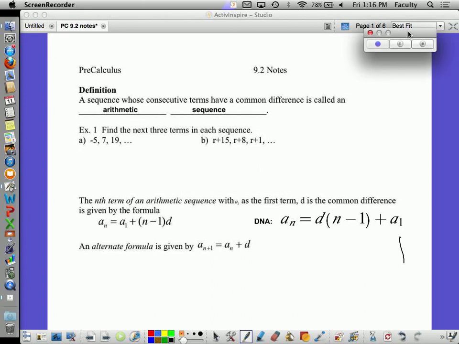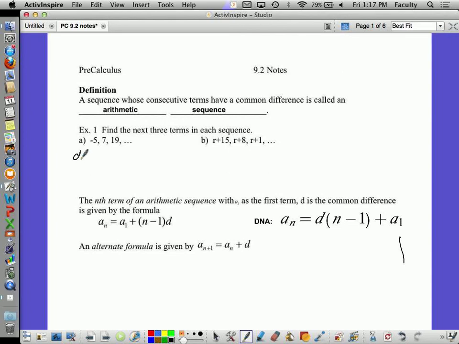So again, a sequence whose consecutive terms have a common difference is called an arithmetic sequence. So the common difference is 12. And so then, Adam, what did you get for the next three? 31, 43, and 55. Good.